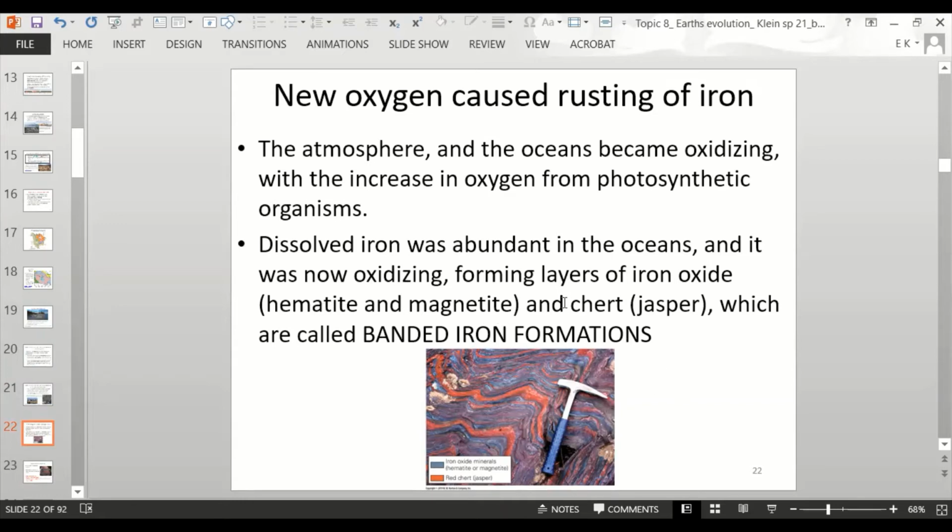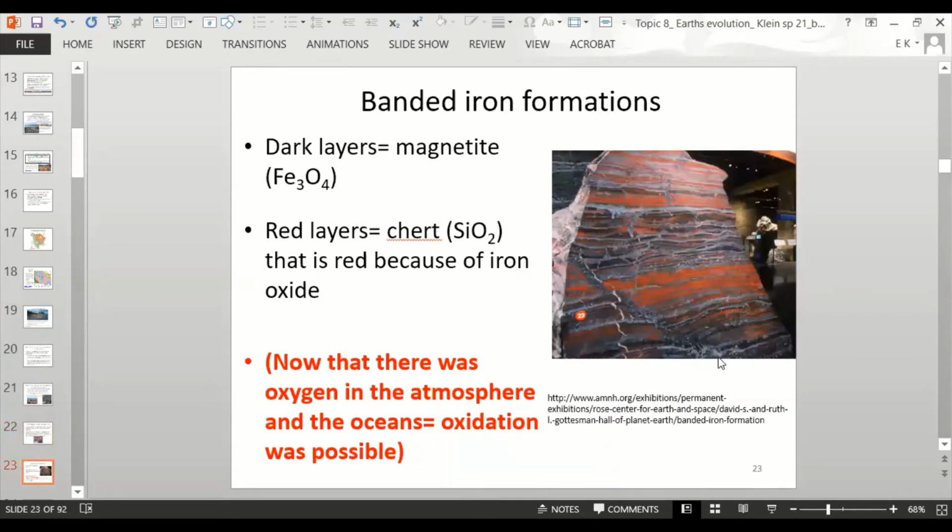And also we have chert layers. When chert is red, it's called jasper. And these rock formations are called banded iron formations, where we have these layers of different red and black material. Okay, so it's hematite, magnetite, and chert layers, and it's all related to iron and iron oxide. So this is evidence that the atmosphere and the oceans became oxidizing.